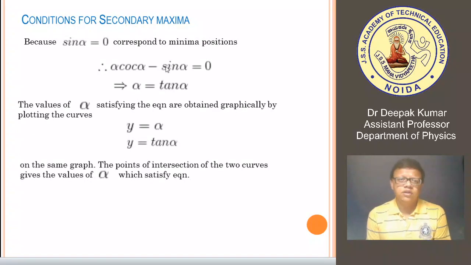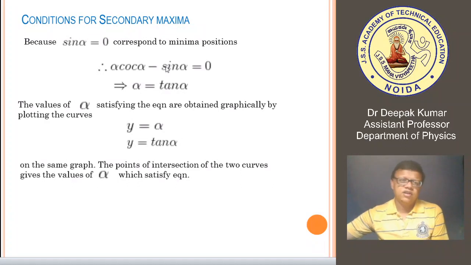And if I rearrange these terms, I will get an expression which says that alpha must be equal to tan alpha. So with the help of calculus, we have obtained a condition for secondary maxima, or you can say a condition of maxima, and it says that all those values of alpha for which alpha and tan alpha are exactly the same, you will get a maxima.